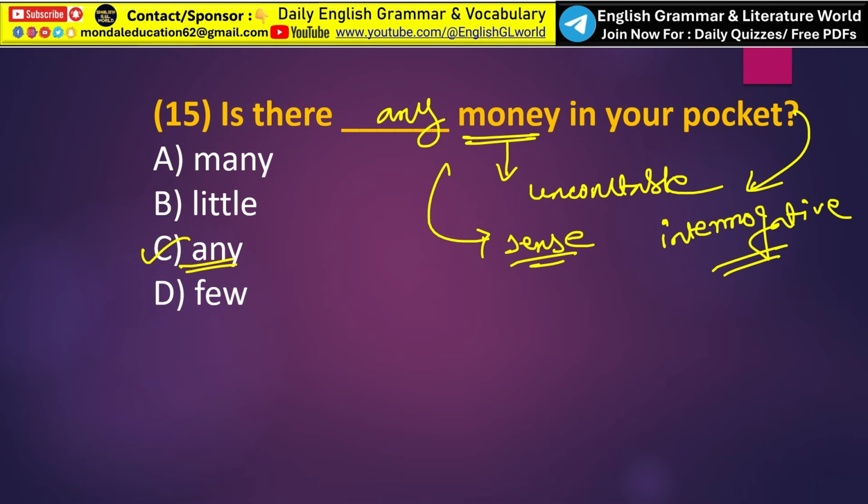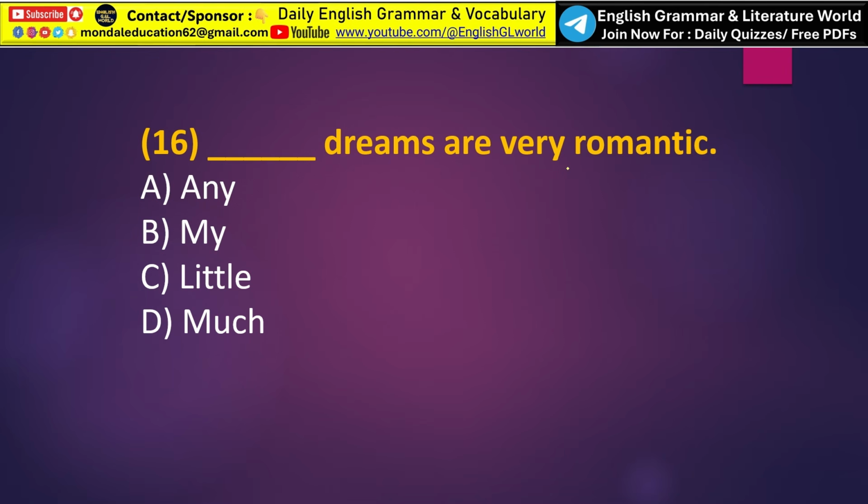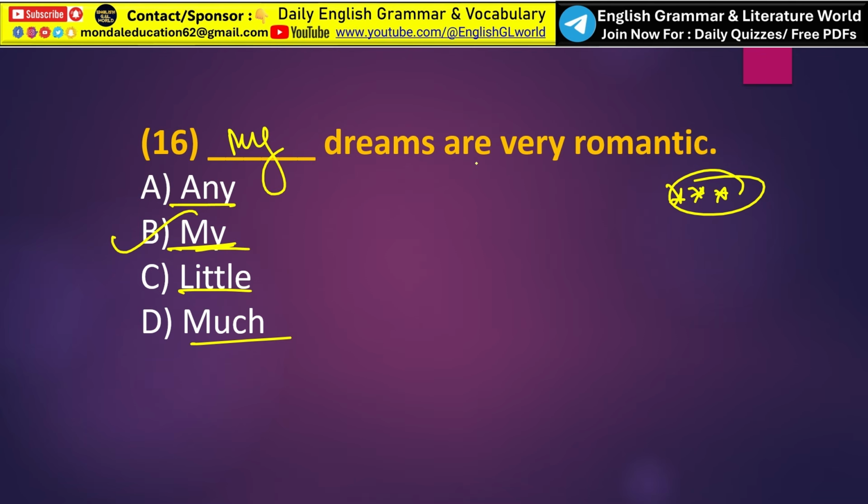Okay, next. Dash dreams are very romantic. So which one is correct? Is it any? Is it my? Is it little? Is it much? This one is an exception. So here the correct answer is option B, that is my. So, my dreams are very romantic.